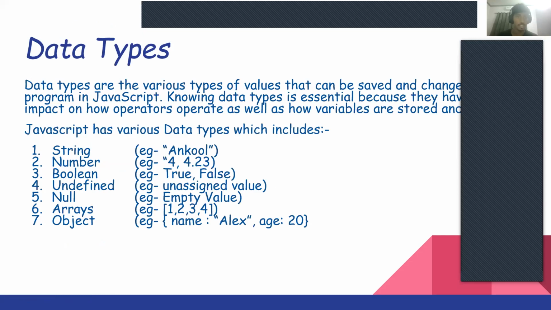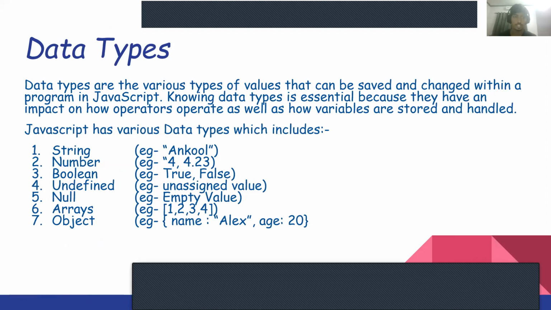Data types are the various types of values that can be saved and changed within a program in JavaScript. Knowing data types is essential because they have an impact on how we can operate on the operators and how we can handle the variables and store data. Knowing data types is the first concept we have to learn. So there are various types of data types.